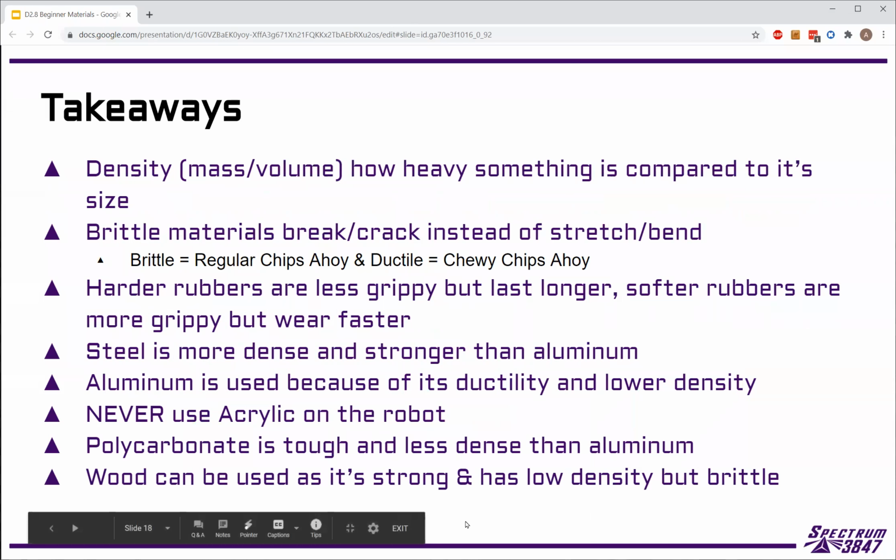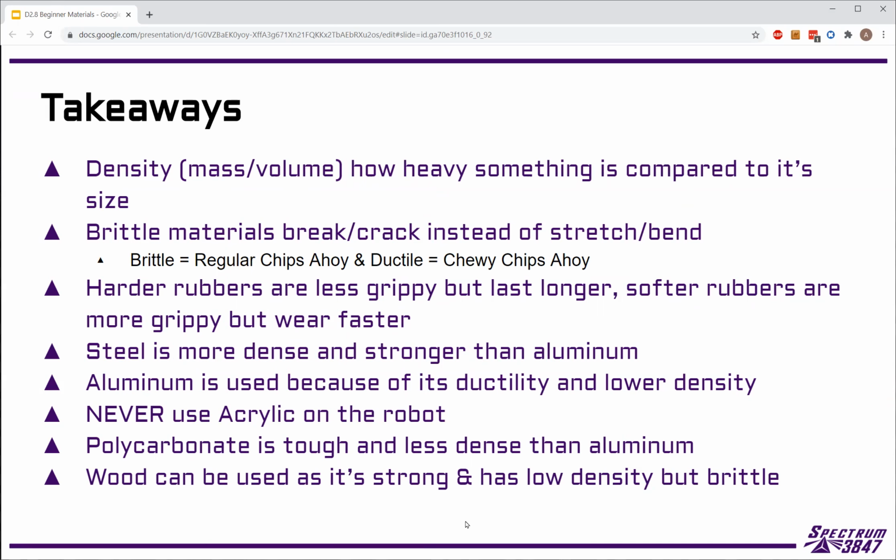Okay, so that was the last slide I had. Some of the key takeaways that we already talked about, but just make sure you remember. Density is mass per volume. So it's how heavy something is compared to its size, right? Generally, metals have a higher density than plastics, which have higher density than wood. Brittle materials break or crack instead of stretch or bend. Should be pretty easy to remember that brittle is kind of the regular Chips Ahoy, ductile are the chewy.